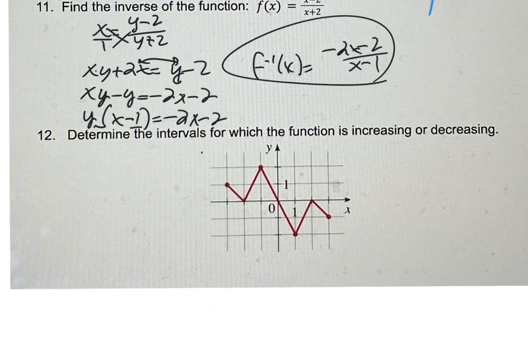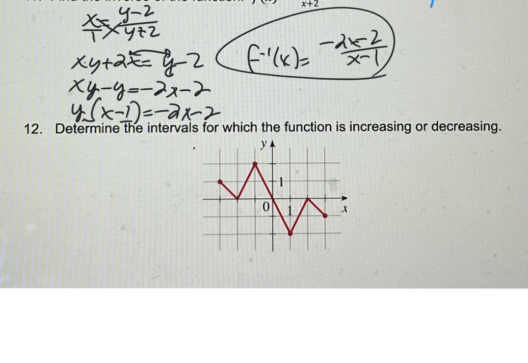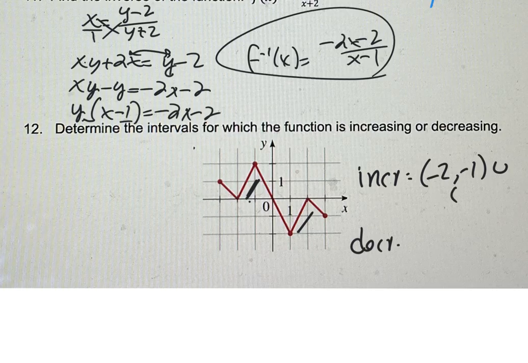Number 12, intervals for increasing, decreasing. Remember, when you do these, use the x coordinates only. X coordinates, please listen to that. X coordinates, no y's here. Okay, it's increasing right there. That's between negative 2 and negative 1. And you can use parentheses on all these except for where it ends. It's also increasing right there, which is from 1 to 2.